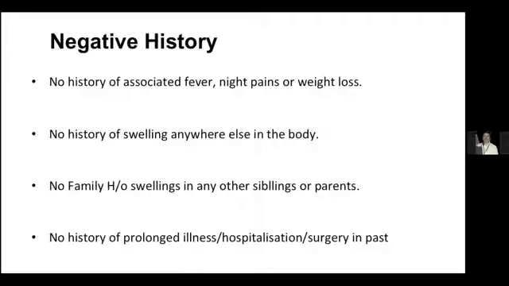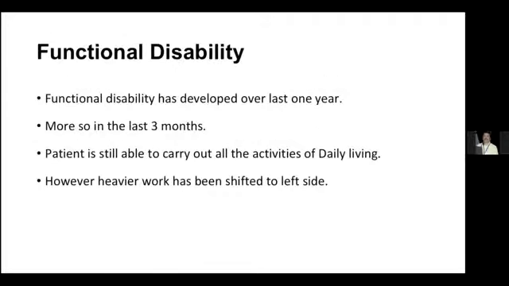No history of prolonged illness, hospitalization, or surgery in the past. Now this last negative history is a constant negative history because any prolonged illness, hospitalization or surgery could be related to the current problem. Functional disability has developed over the last 1 year, more so in the last 3 months. Patient is still able to carry out all activities of daily living. However, heavier work has been shifted to the left hand.